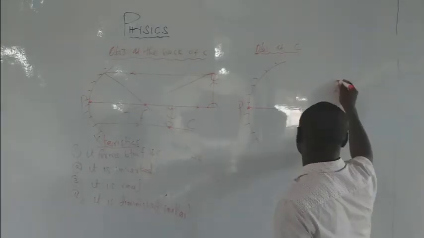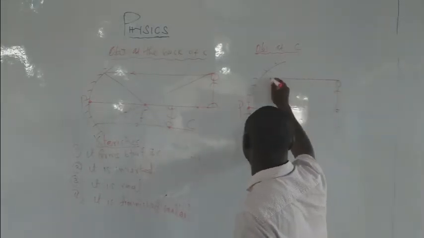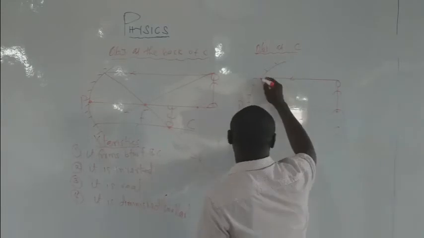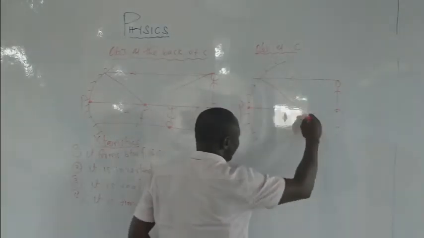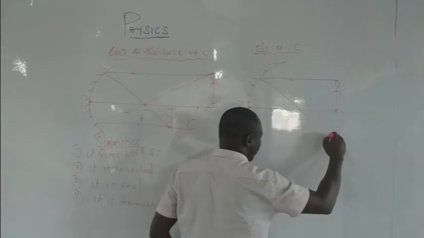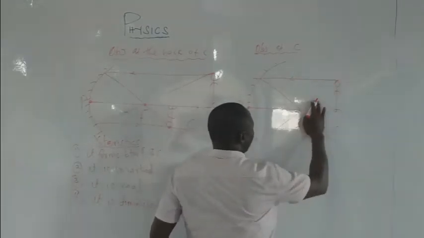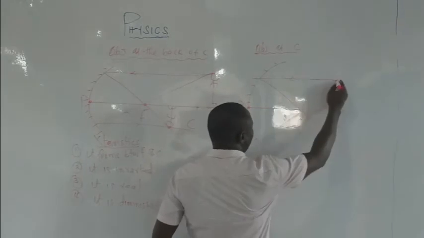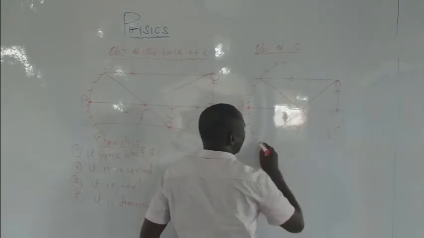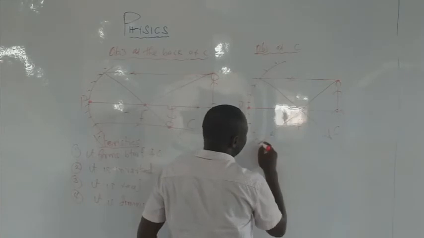Now, the rule says when a ray of light is parallel to the principal axis, it passes through the principal focus after reflection. This is the first reflected ray. When a ray of light passes through F to the mirror, then it is reflected.